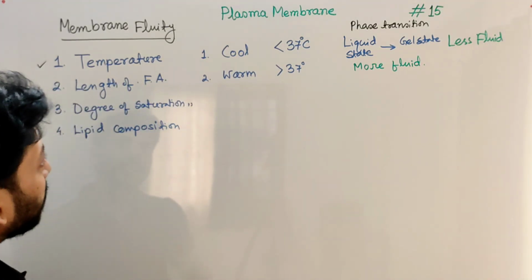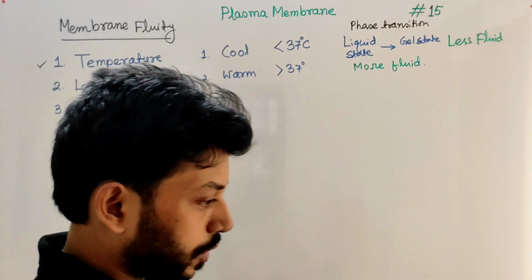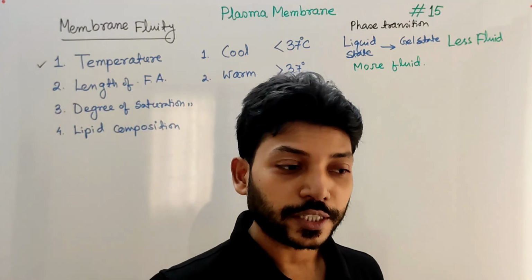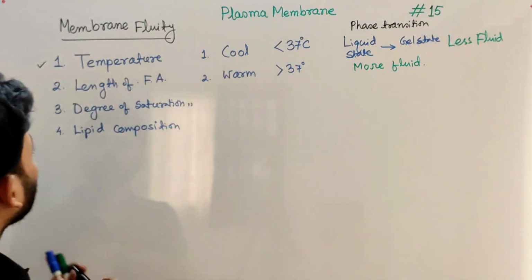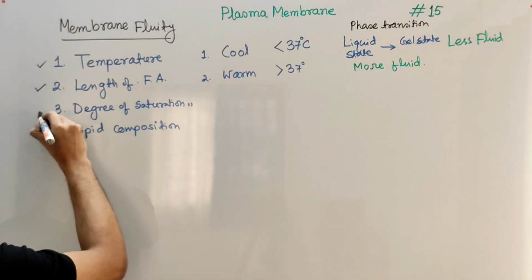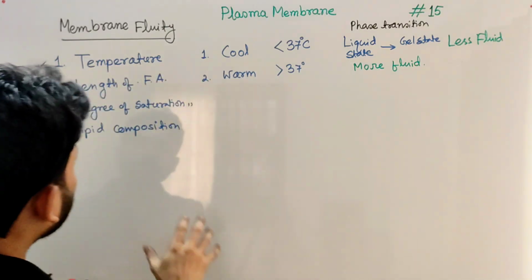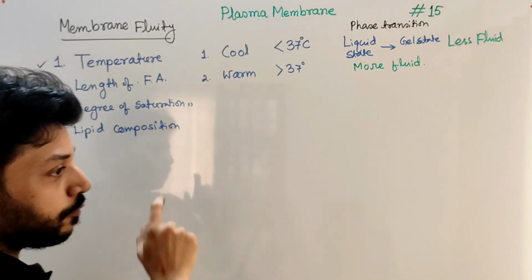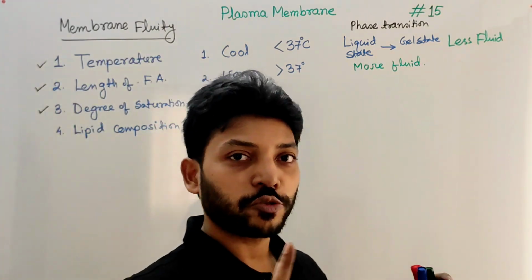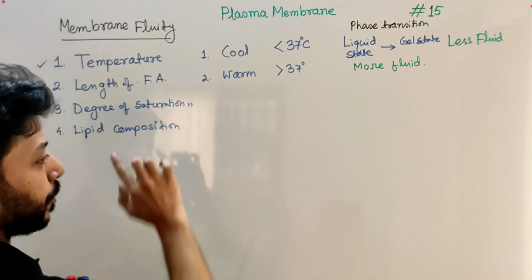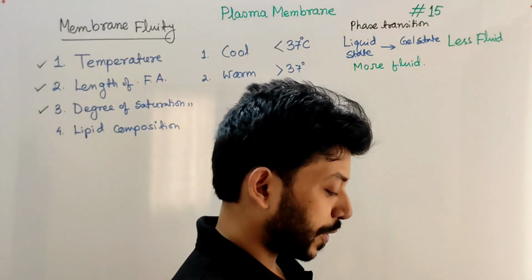Now this phase transition temperature actually also depends on these 2 factors: length of the fatty acids and degree of saturation. As I have mentioned, these are the 4 factors that control fluidity. Temperature also controls the fluidity, and these 2 factors also control the temperature. How does it occur? Let me explain.